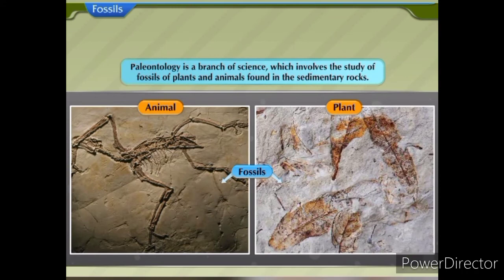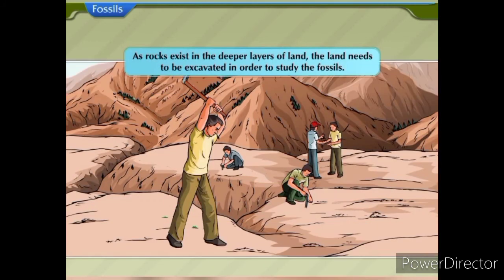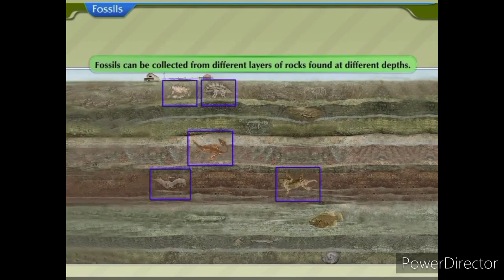Paleontology is a branch of science which involves the study of fossils of plants and animals found in the sedimentary rocks. The process of fossilization is a long-term process. As rocks exist in the deeper layers of land, the land needs to be excavated in order to study the fossils. Fossils can be collected from different layers of rocks found at different depths.